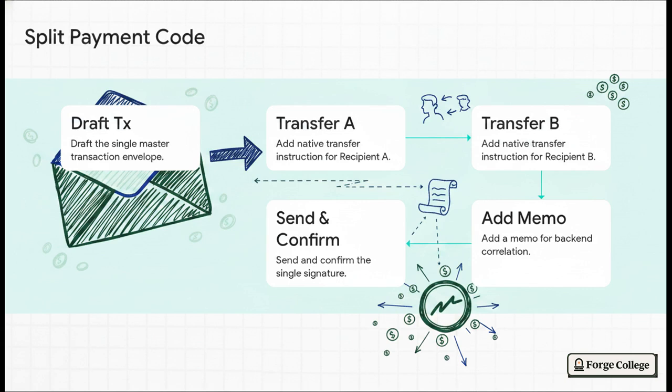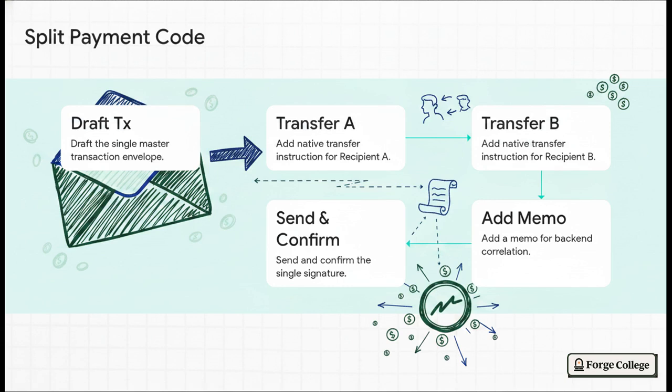Step 3, you add another native transfer for recipient B. Now, these are two completely different documents addressed to entirely different recipients, but we are stuffing them into the exact same envelope. Step 4, you add a memo for backend correlation. And finally, step 5, you send and confirm. It's one single signature, but multiple guaranteed payouts.